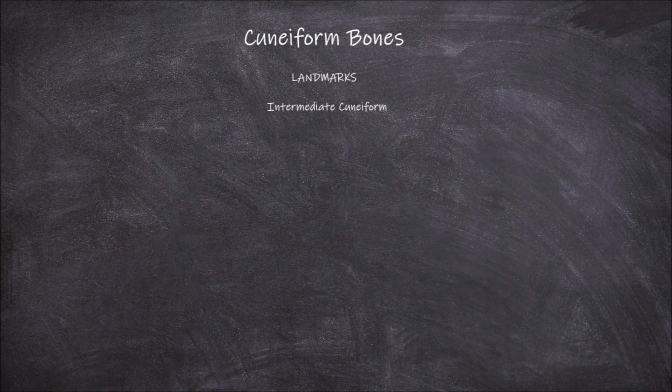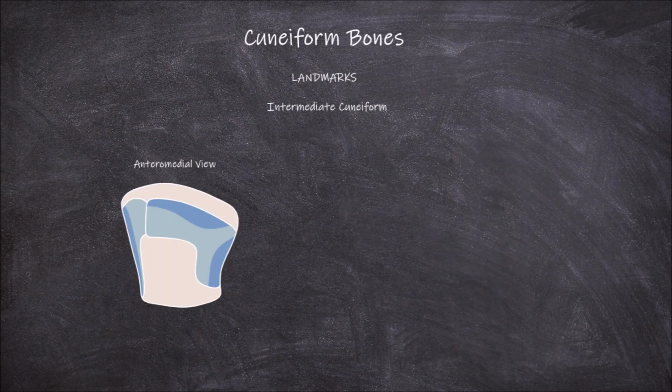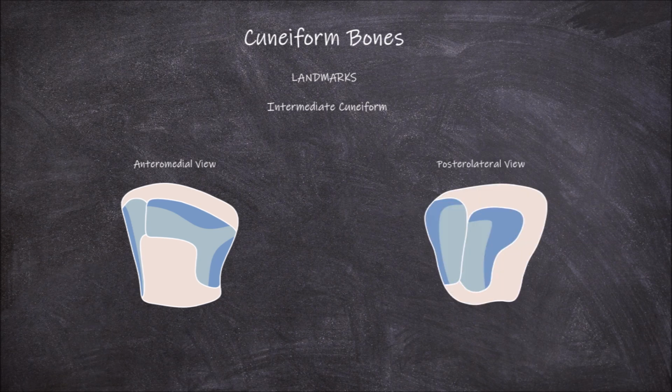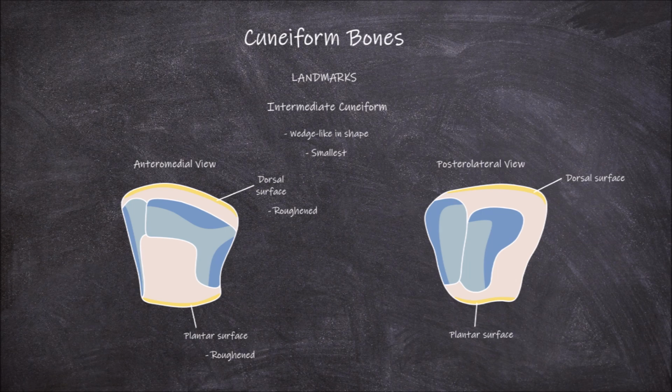Let's now look at the intermediate cuneiform bone. Here we have the anteromedial and the posterolateral views of the right intermediate cuneiform. The intermediate cuneiform is wedge-like in shape and the smallest of the cuneiform bones. This bone has 6 surfaces. The plantar and dorsal surfaces don't have any articular surfaces but do have roughened surfaces for ligament attachments.